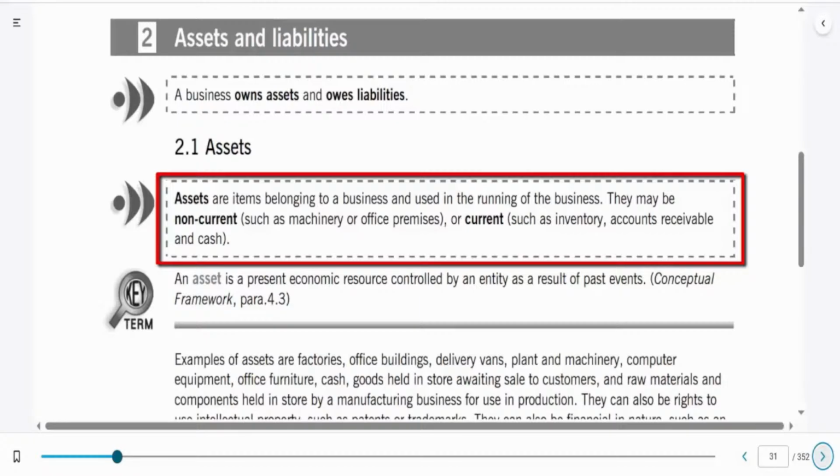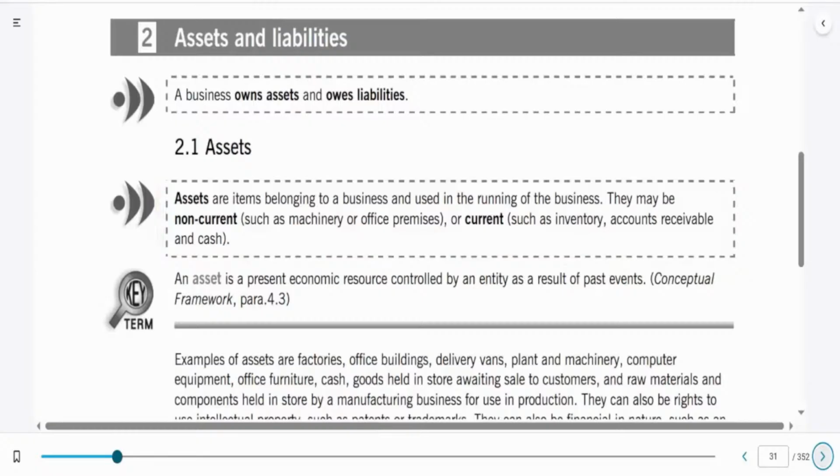Imagine if you were starting your own business. You would need things like a computer, maybe a car, cash, or even some goods to sell. All these things would help your business operate and grow. Those items would be your assets.